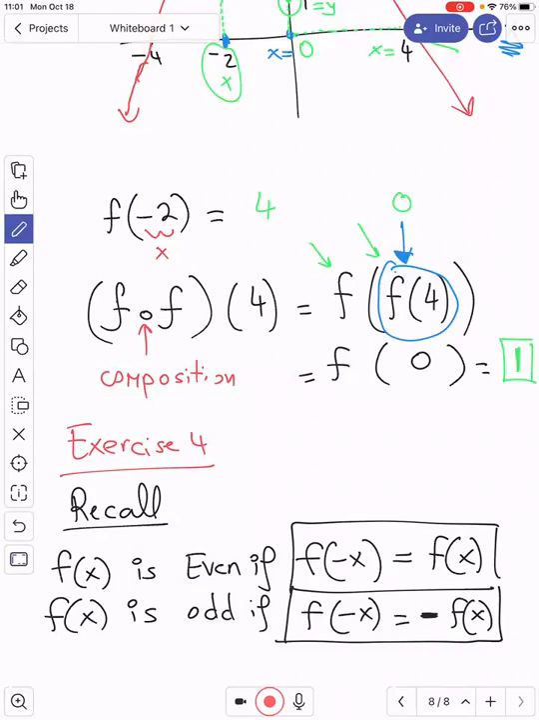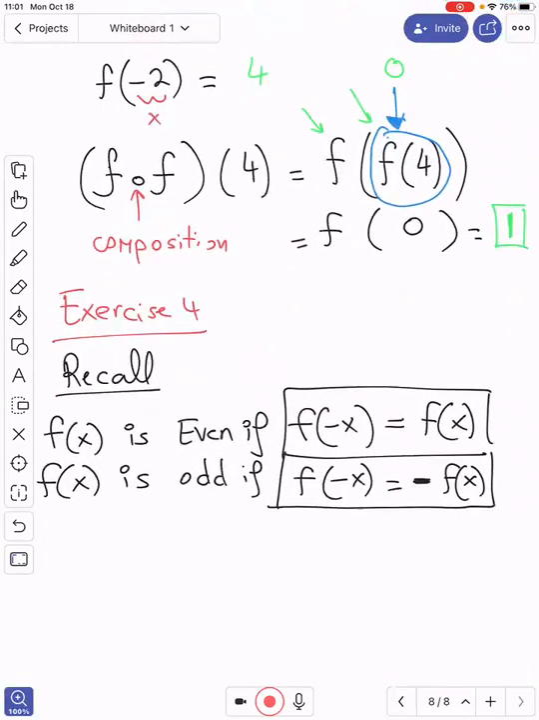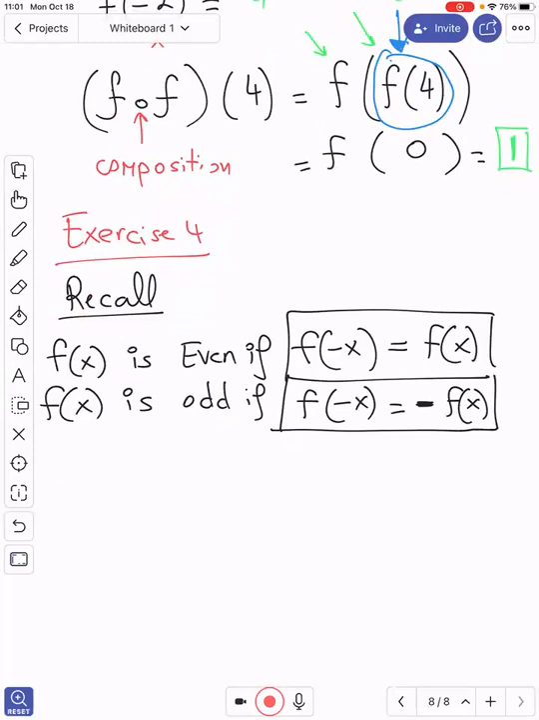And the idea here, guys, is that if all the powers of x are even, then your function is going to be even. If all the exponents of x are odd, then the function is going to be odd, right? And if you have a mixture of odd and even, then your function is neither. Okay, that's the idea.